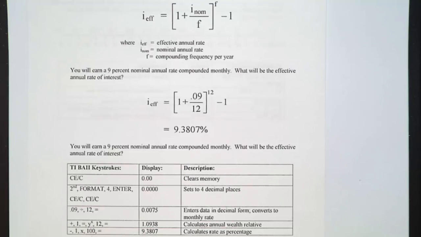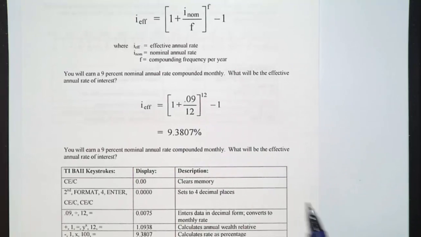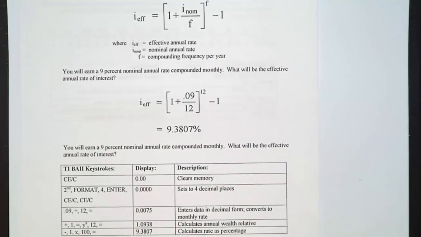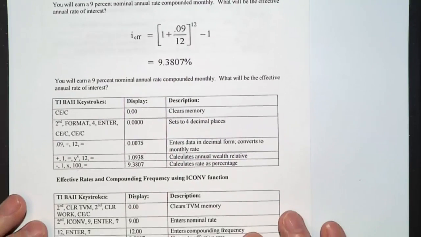Now, one thing that you might want to consider is that the more frequent the compounding, the higher is the effective rate. We'll go through a couple of examples in that after we go through the sample calculation using your calculator.